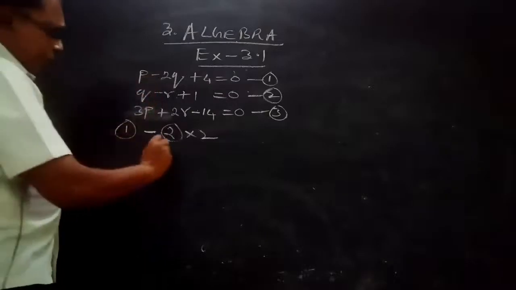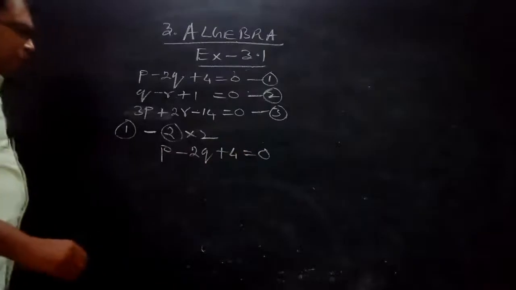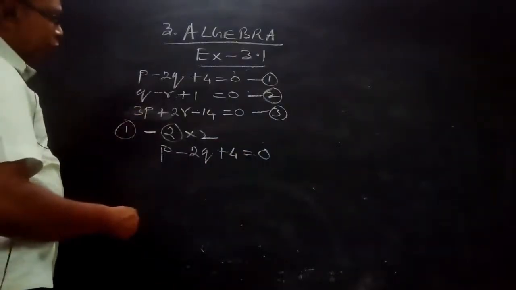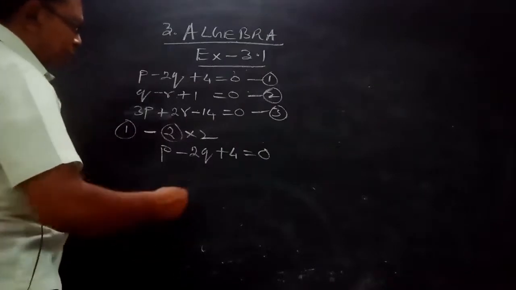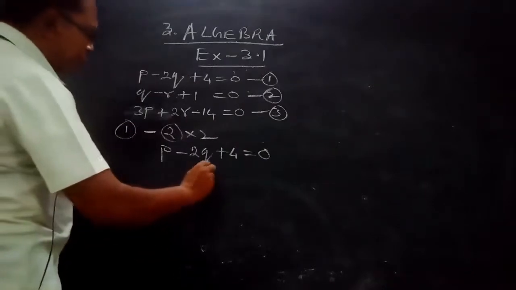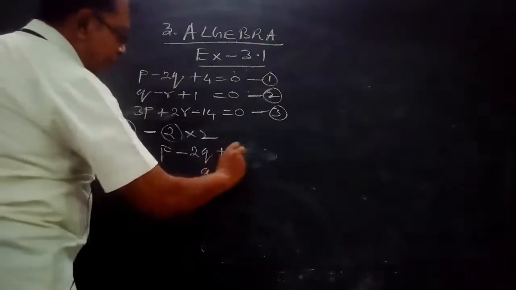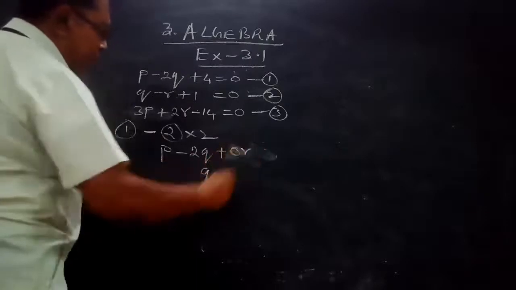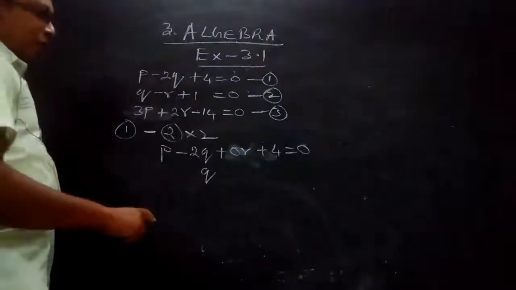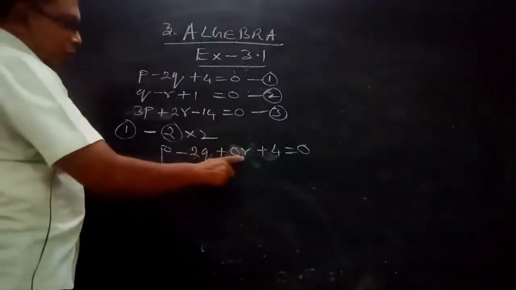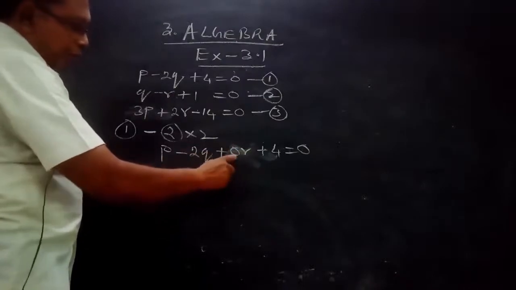Therefore, first equation is p minus 2q plus 4 equal to 0. We write it the same. Next, second equation is q minus r plus 1 equal to 0. Therefore, in the r place you put the 0r. The first is 0r plus 4 equal to 0. The missing term place we write the 0. If p, q, r does not exist, then I write the missing term. R is the missing term, in that place I write the 0.